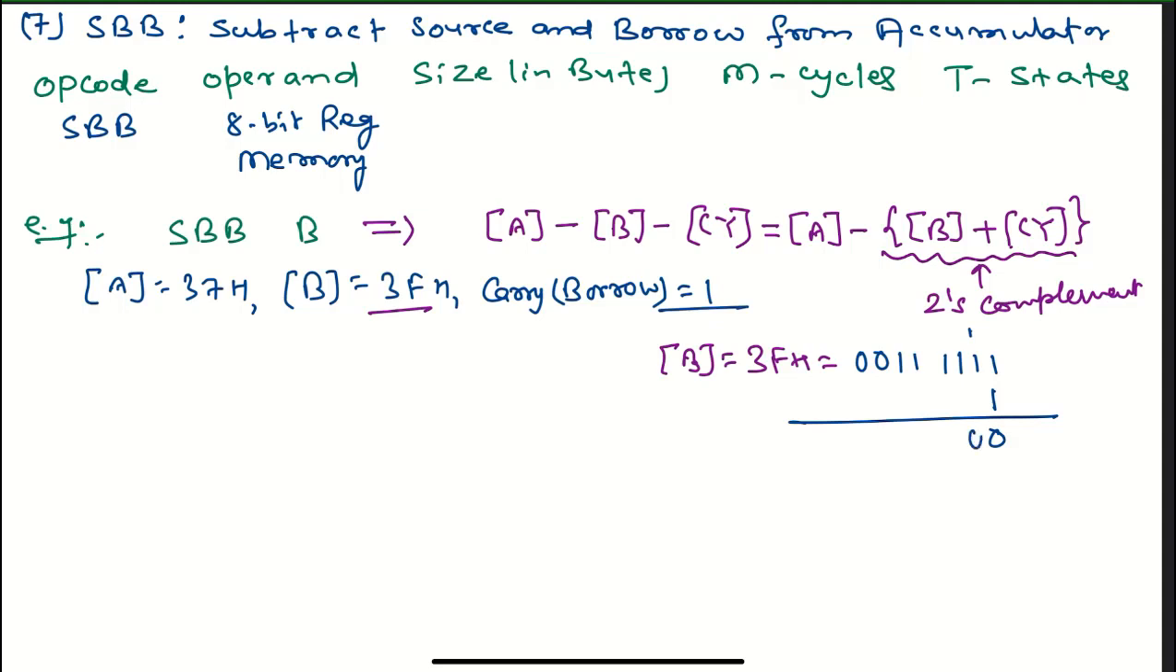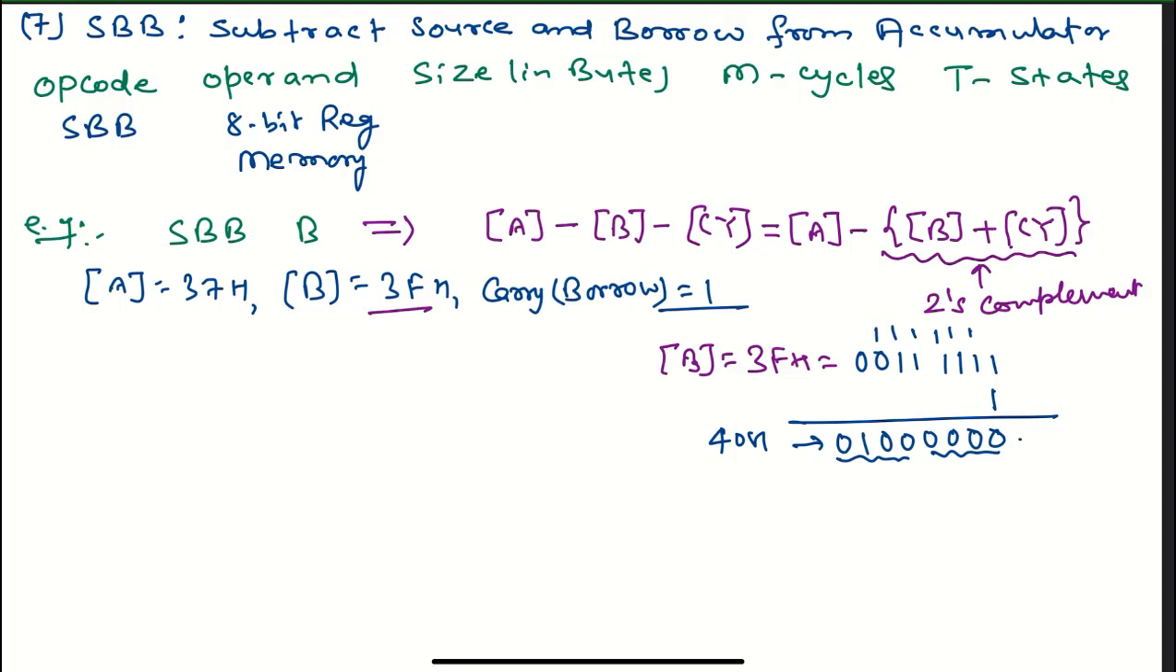1 plus 1 is 0, carry 1, and this repeats through the next stages. Then 1 plus 0 is 1, and the last is 0. So this is the result that came. This gives 40H: this is 4, this is 0. So it is 40H after adding the borrow status along with the B register content.